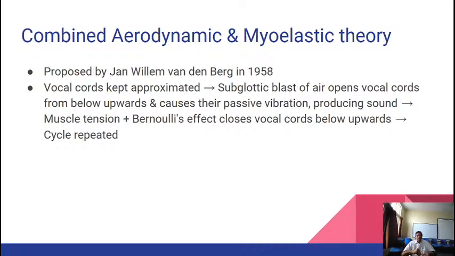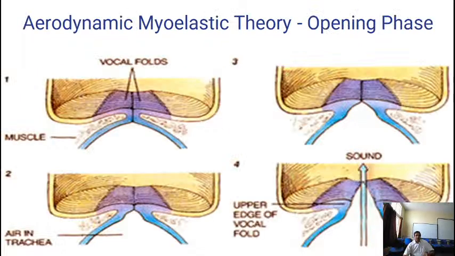So this is by Bernoulli's phenomenon, wherein the subglottic pressure increases, the vocal cords which are adducted during phonation get separated, and a small gush of air escapes. When the air escapes, there is a negative pressure. That's the Bernoulli's phenomenon, and so the vocal cords come together again. That's how the basic mechanism of vocal cord vibration is explained by the combined aerodynamic and myoelastic theory, which is the present-day explanation that is given.